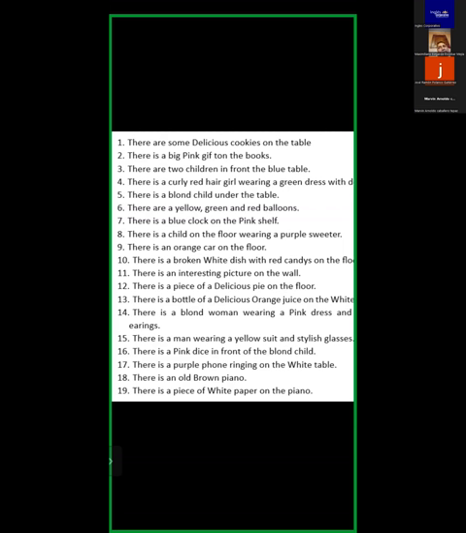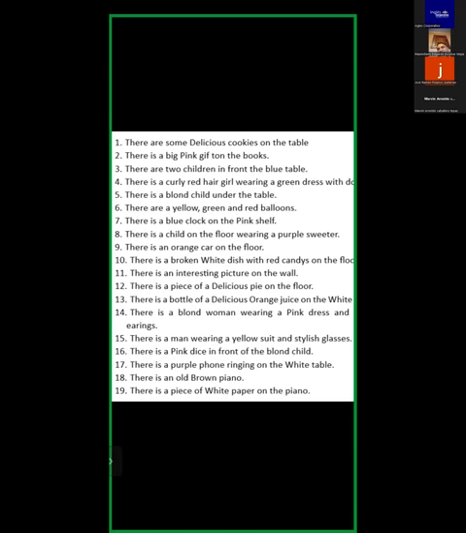There are. I already see the number 2. There is a big pink. I'm already wrong. The books. In brown, the books. Okay, gift is spelled with a space between F and T. I put a space between F and T, and then I don't think there are books. I think that those are pizza boxes. Wow. Yes, maybe. There are two children in front of the table. There is a curly hair. There's a curly red hair girl wearing a green dress. Okay, excellent. There is a blonde child under the table. There are.